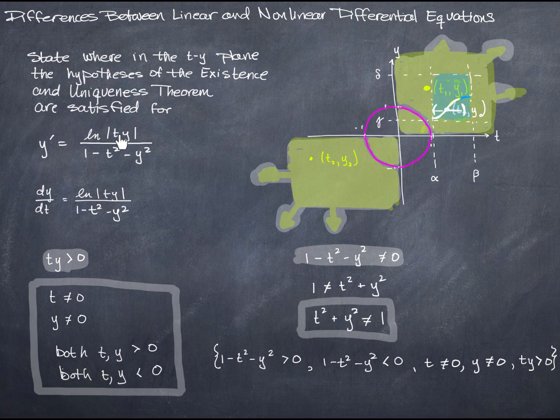That comes from the log of ty, this argument for the log has to be strictly positive. So that's how I'd write the solution to this question, or the answer to this question. We have not solved this equation. We have simply found the rectangle in which solutions exist, in which the hypotheses for the theorem are satisfied.